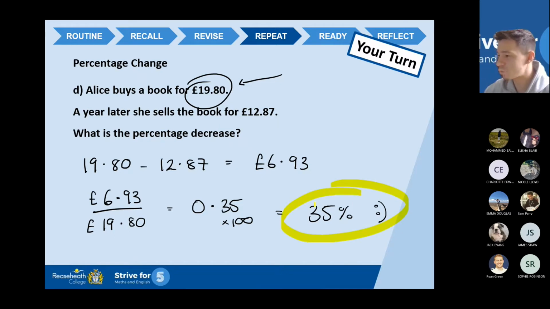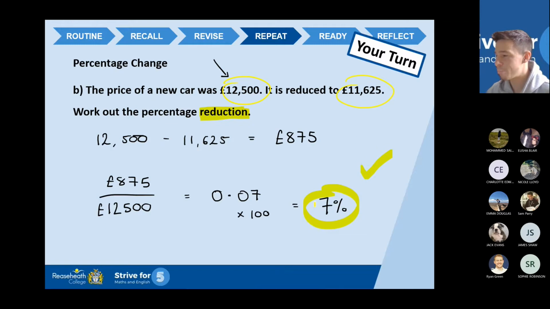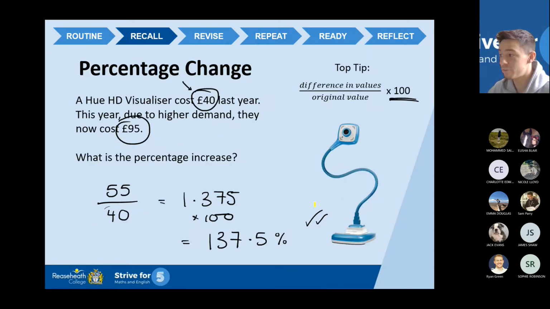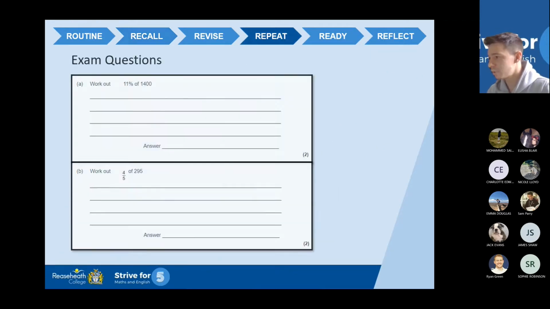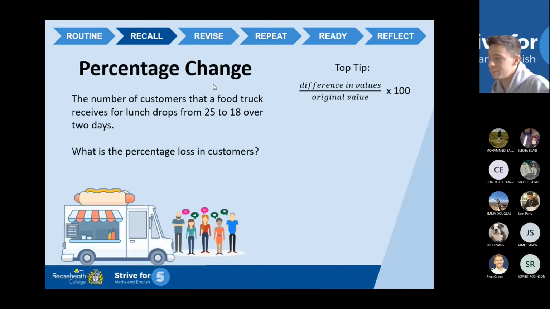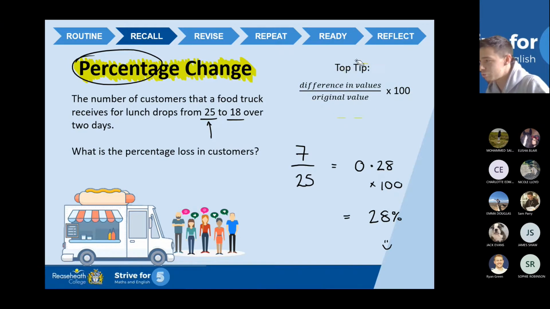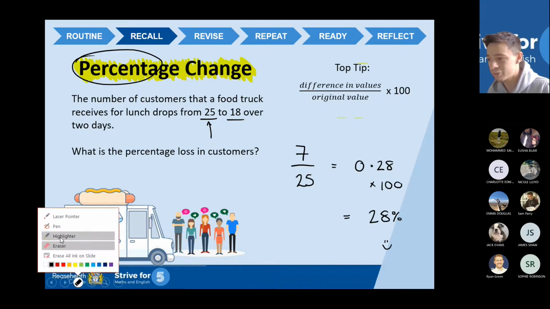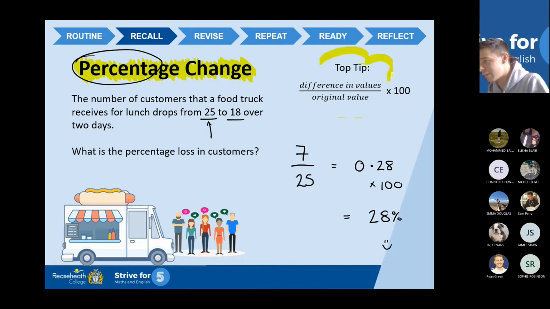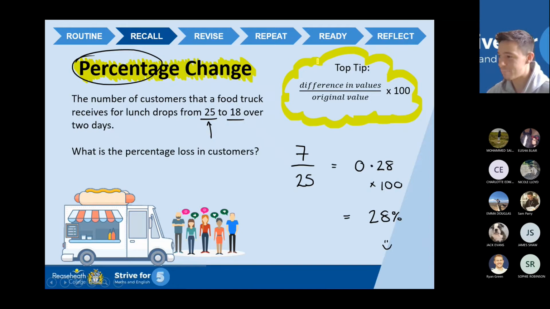Now, that is percentage change. If I go back a few slides, it's all about this top tip. Because it worked. You notice then it worked every time. If you learn that strategy, you will be in such a strong position. So, difference between the two values, divide it by the original value, and then times it by 100. You'll get a correct answer. So have confidence in learning that skill and that method, because it will transfer into marks, and we want as many marks as possible.